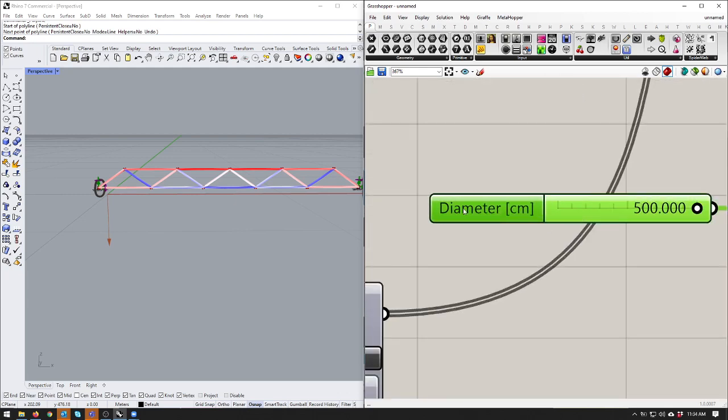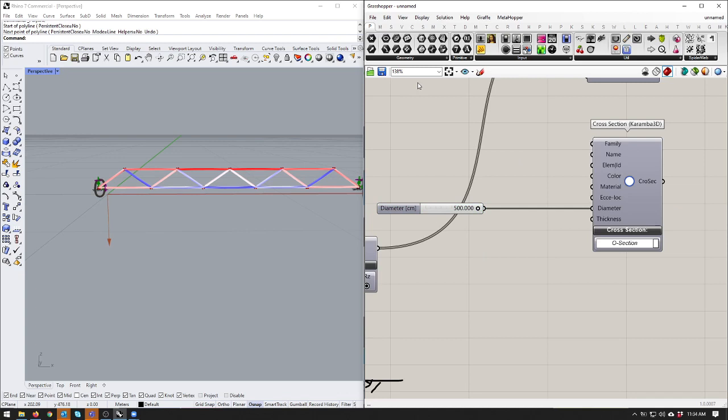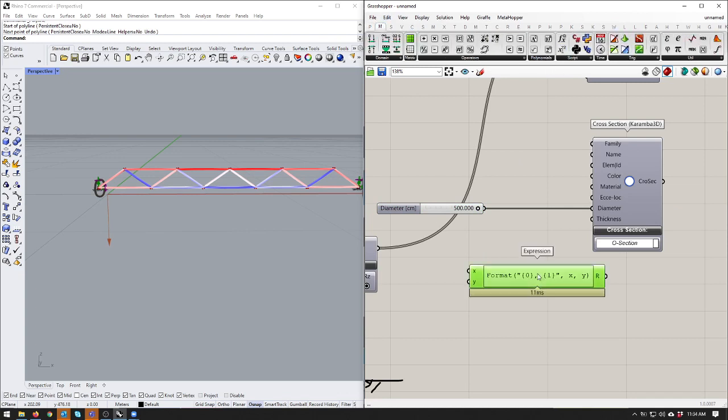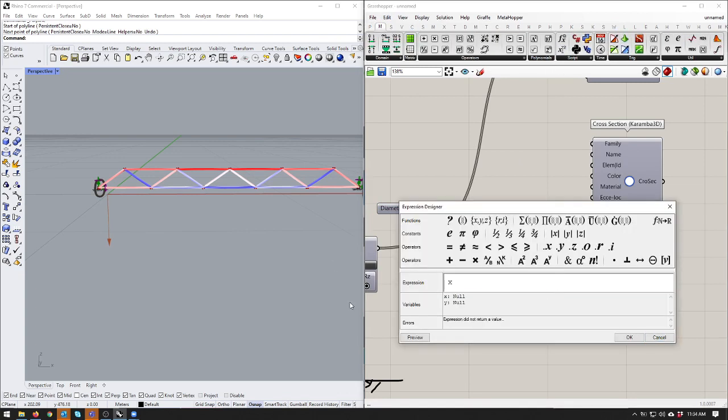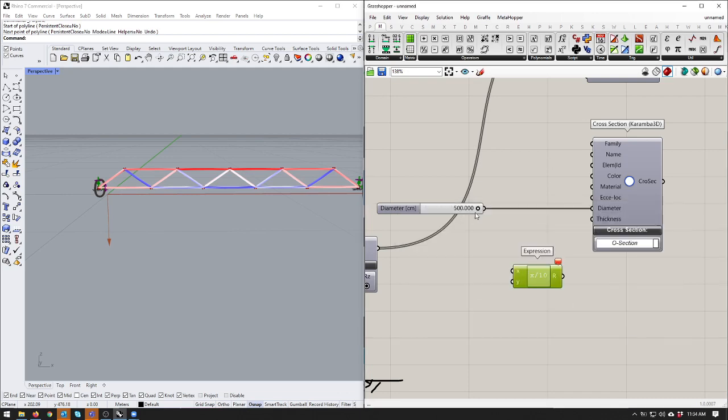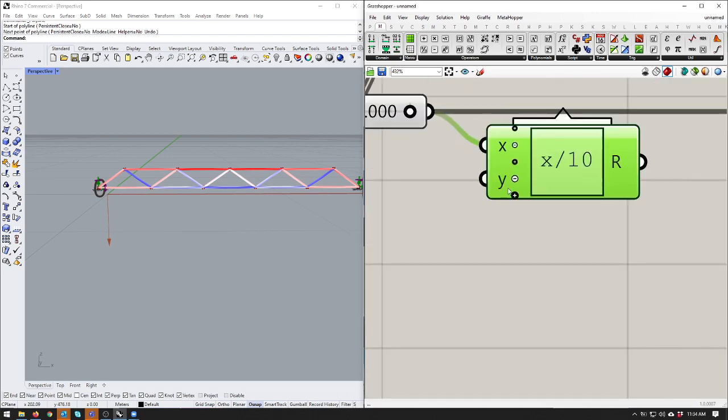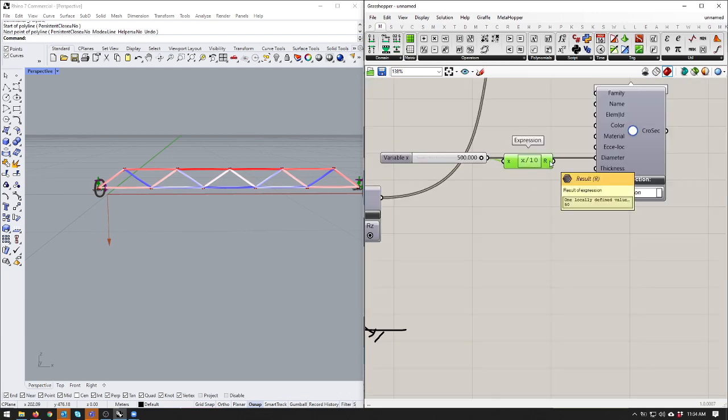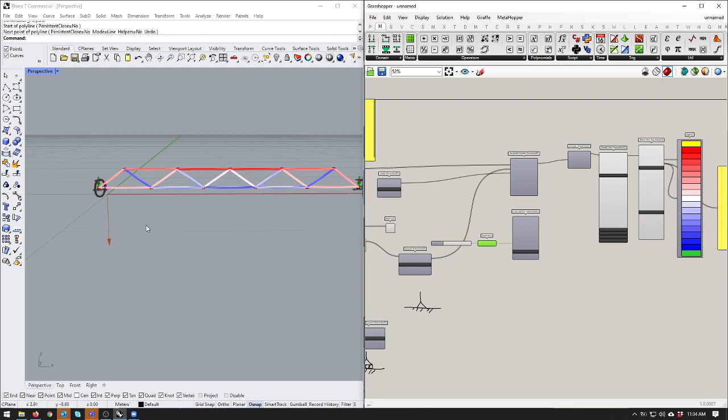Actually, that's why you can see it's popped up there, diameter centimeters. So what I usually do, because I like still working in mils, I will just divide this by, is it 100? 10. So it's 50. What did you say?